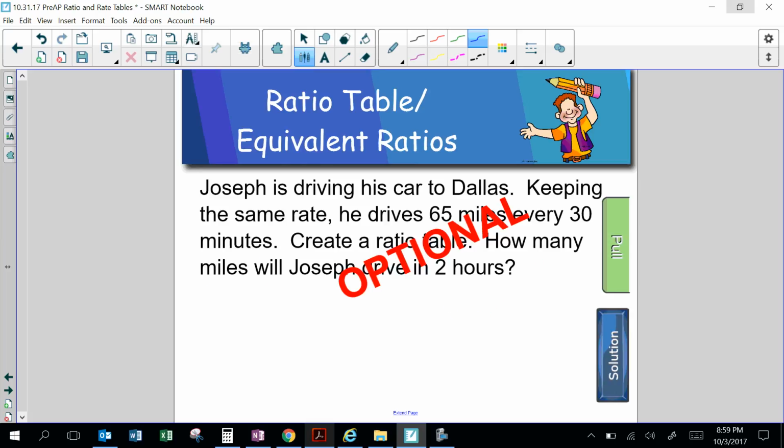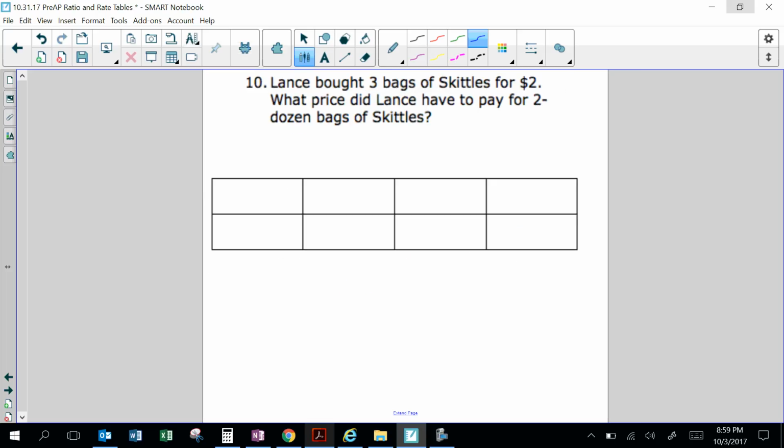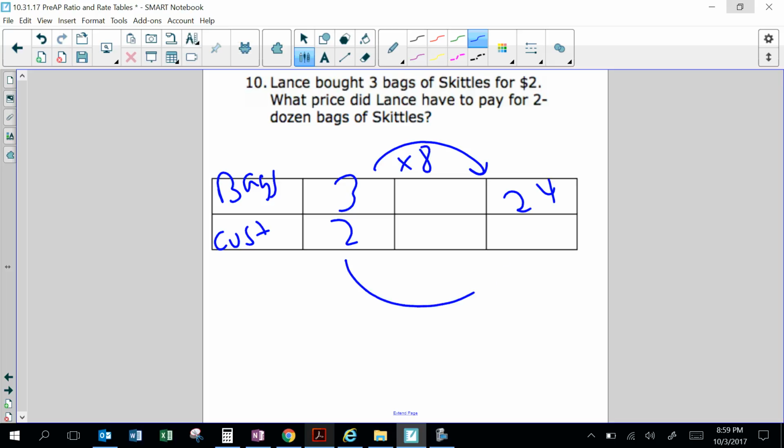And we have 2 more examples. Let's look at number 10. Lance bought 3 bags of Skittles for $2. That's the cost. What price did he have to pay for 2 dozen? A dozen has 12, so 2 dozen must be 24 bags. What's the scale factor here? Times 8, times 8, $16 for 24 bags, or 2 dozen.